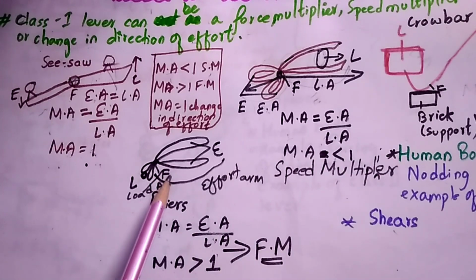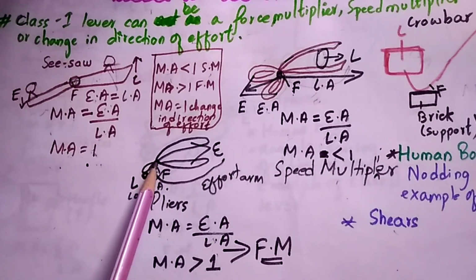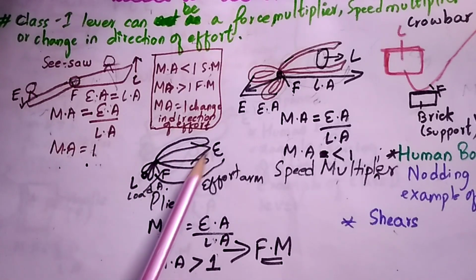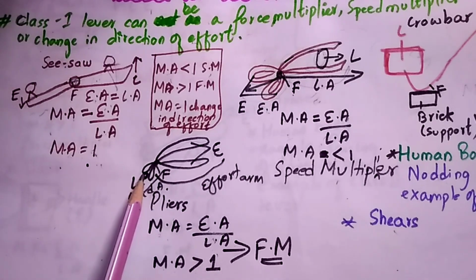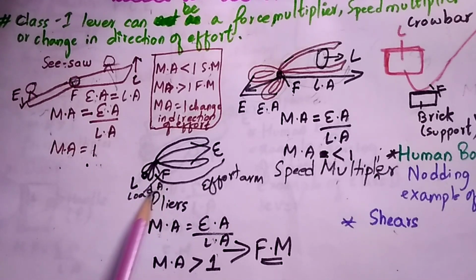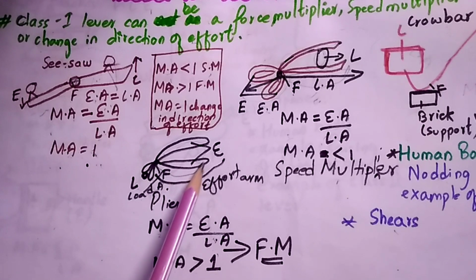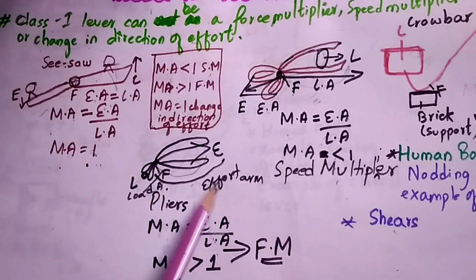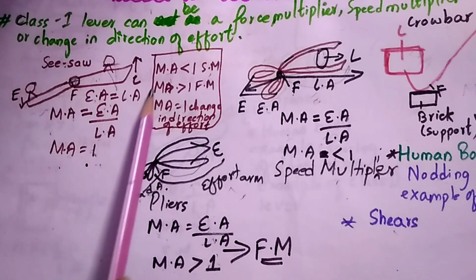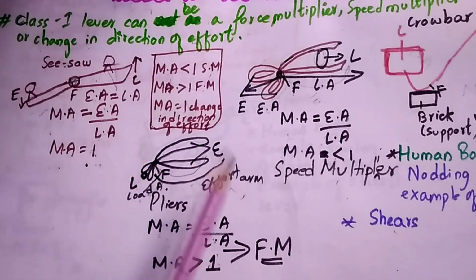Another example of class 1 lever is your pliers. This is the fulcrum. It is the point about which it rotates. These are the handles from where you apply the effort. So this is your effort and this is the load, from where you keep your nut. And the distance between the fulcrum and the load is known as load arm, and the distance between the fulcrum and the effort is known as effort arm. Here effort arm is greater than the load arm. So mechanical advantage formula is effort arm by load arm. Here mechanical advantage is greater than 1 because here effort arm is greater or longer than the load arm. So if mechanical advantage is greater than 1, then it is a force multiplier.